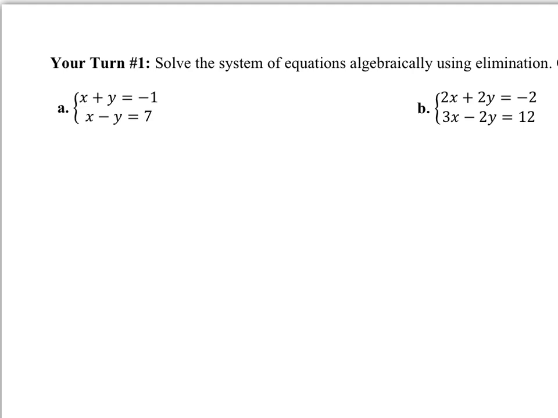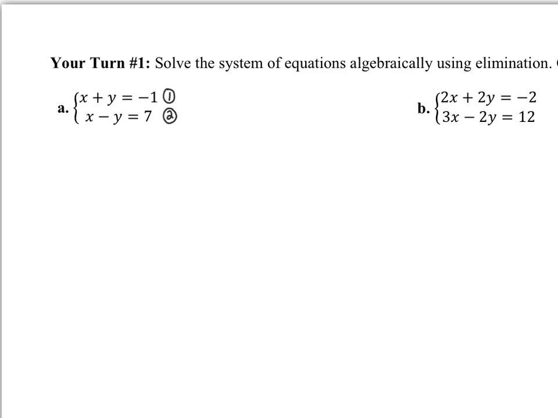Let's also make sure that this is set up nicely. So the x and the y term are both on the left side for equation number 1, and our constant term is on the right side. So that's a good setup. And then equation number 2, we can see that we've got our x and y terms on the left side as well, in that order, x then y, and our constant term is on the right side. So these are really nicely set up for us to add the left side to the left side and the right side to the right side.